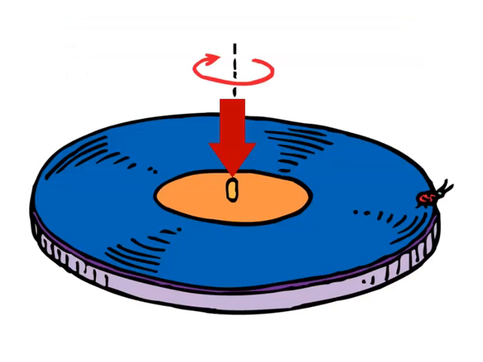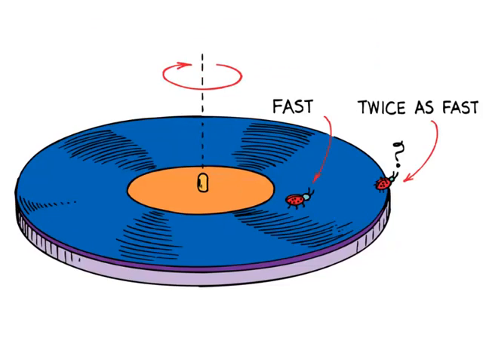At the axis of the rotating platform, you have no tangential speed, but you do have rotational speed. You rotate in place. As you move away from the center, your tangential speed increases while your rotational speed stays the same. Move out twice as far from the center, and you have twice the tangential speed.